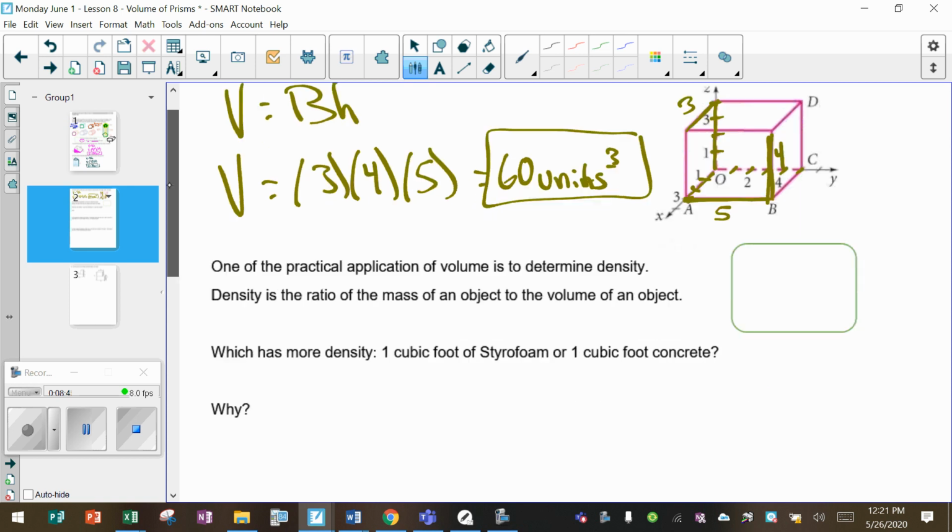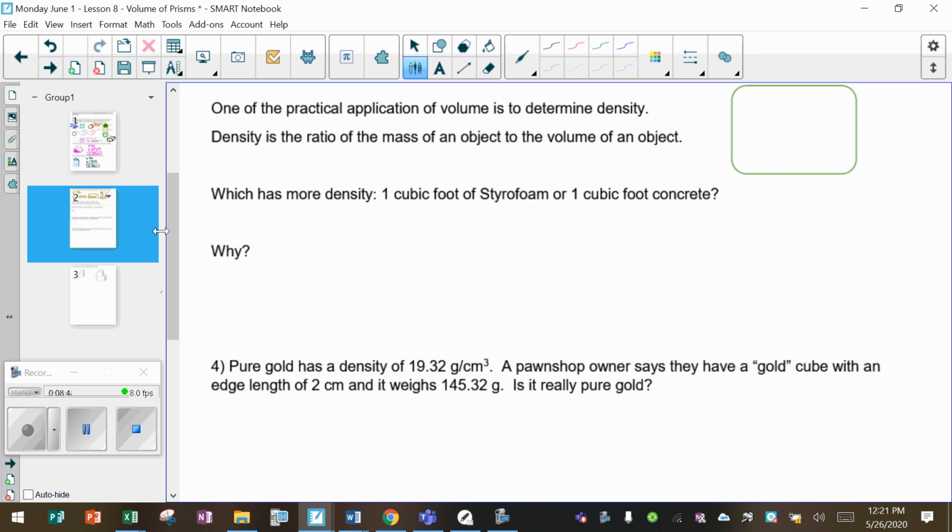Now, one of the practical applications of volume is density. So you were expected to know the density formula from your work in your science classes. Density is mass, which means weight, divided by volume. All right, so density is the ratio of the mass. Density is the mass divided by the volume. Ratio means written as a fraction, so we are doing mass over volume.